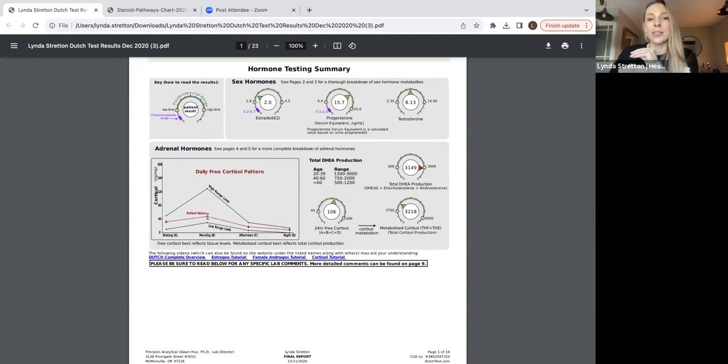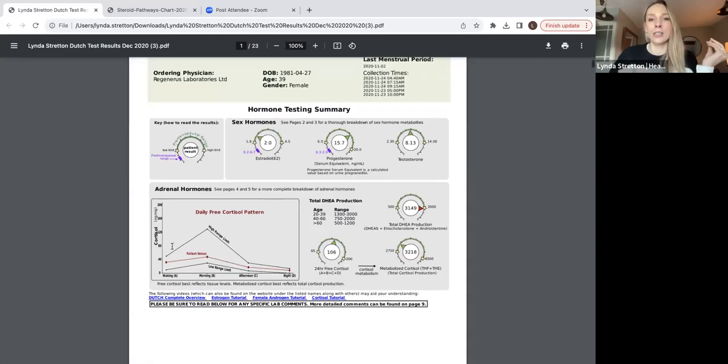The only difference that you would see on the actual diagram is this would be blue rather than red. The Dutch Plus is just a bit more accurate in the free levels. So we have metabolized cortisol and free cortisol, and metabolized is tested in the urine, and the free is tested in the actual saliva. And this kind of predicts the free. It isn't actually true free in the same way the Plus is. So I actually use the Plus now, and you see that in blue, but other than that, everything else is the same.